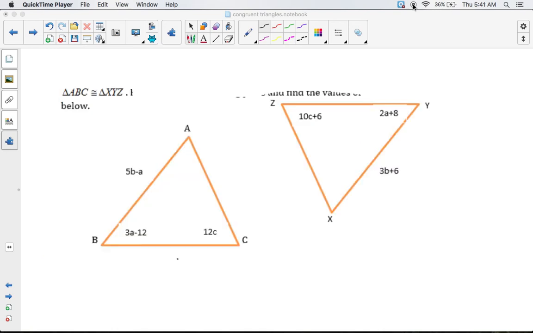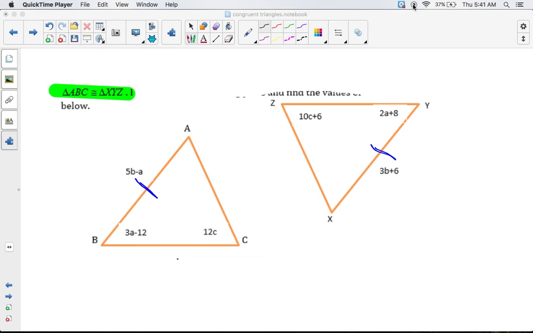Now, you have this triangle, and we are going to solve it for A, B, and C. The first thing we need to do is look at this congruent statement. That's going to let me know what is congruent to what. So let's look at this. AB is the first 2 letters in the congruent statement, so the first 2 letters in the other triangle of the congruent statement are XY.